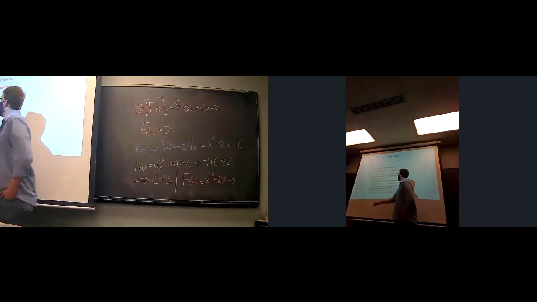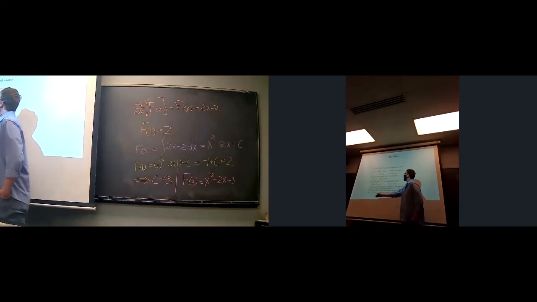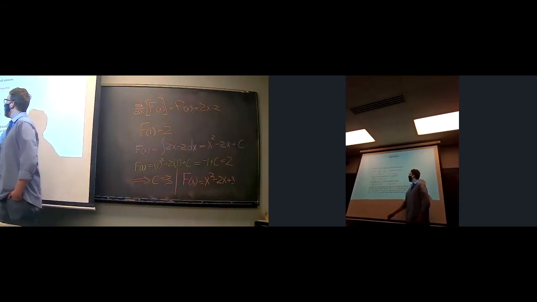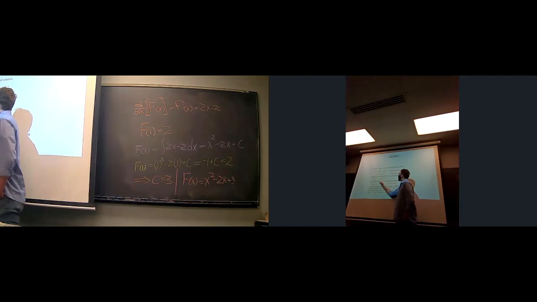So looking at what all of this looks like, integrating, we get x squared minus 2x, just like what we got. We plug in 1 for our x values and set all of that equal to 2. And then we solve for c.